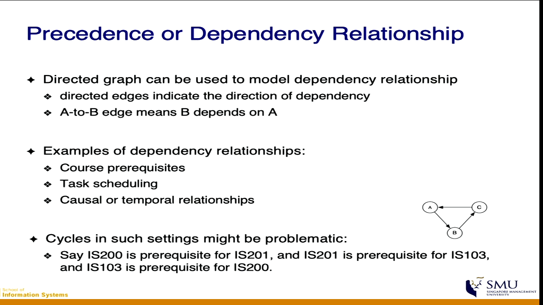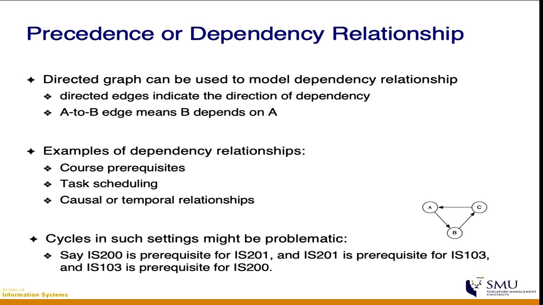Now, what is an example of something like that? For example, courses in the university, right? So we have prerequisites. So you must take A before you take B, for example. In that case, you will draw an edge from A to B, indicating that B follows after A.